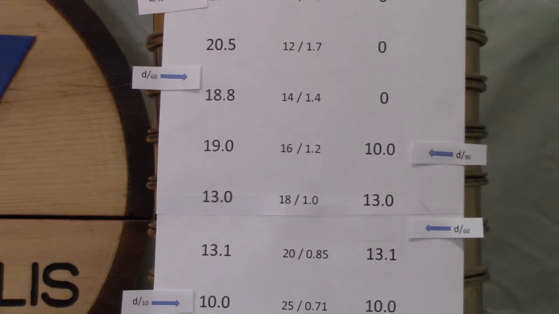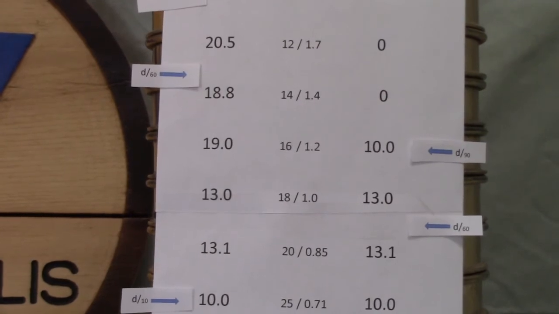For the sample on the right, if we take the D10 value of 0.6 millimeters and divide that into the D60 value of 0.9 millimeters, we get a uniformity coefficient of 1.5. With the sample on the left, if we take the D10 value of 0.7 millimeters and divide that into the D60 value of 1.5 millimeters, we get a 2.1 uniformity coefficient.